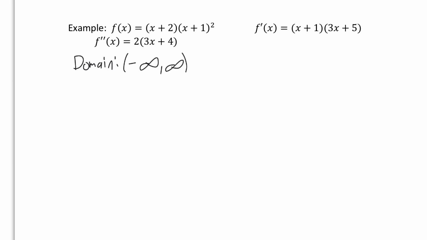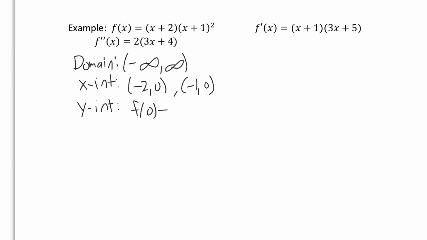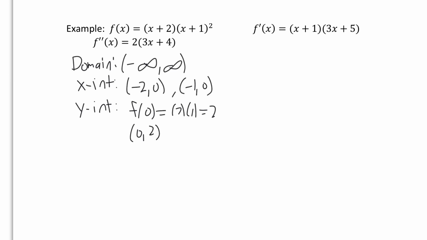We can find the y-intercept and the x-intercepts. So the x-intercepts are going to be at (-2, 0) and (-1, 0). The y-intercept: f(0) equals 2 times 1, which will be 2. So we've got a y-intercept at (0, 2). Because we have all real numbers for the domain, there's no need to check for vertical asymptotes. Horizontal asymptotes you could technically check for, but we know a polynomial is not going to have horizontal asymptotes. So we're going to skip those, and we're going to jump right into the sign diagrams.